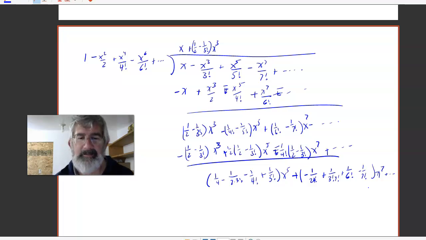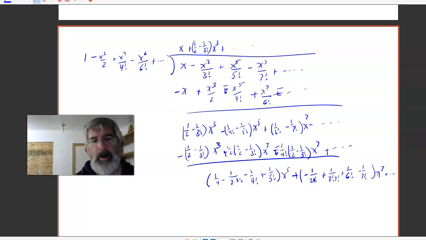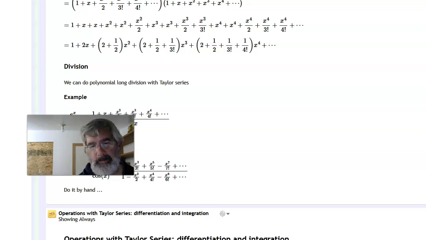But I could keep going, right? I could keep generating more terms in this fashion. I don't think it's worth it, but I just want to point out that it can be done. Okay, you can multiply Taylor series. You can divide Taylor series. One thing, though, that we do want to mention here is that division has the potential of changing the interval of convergence.